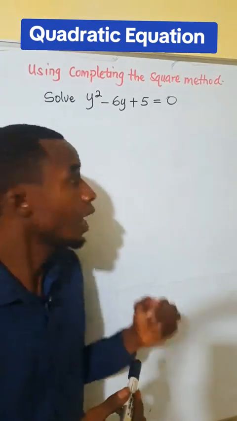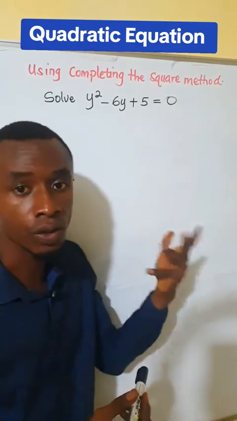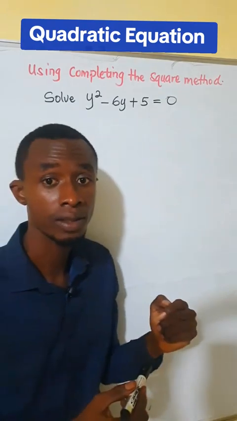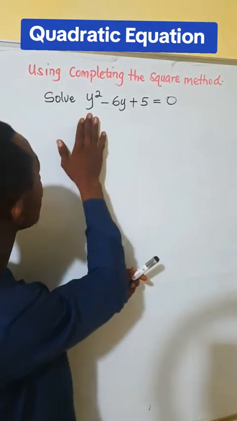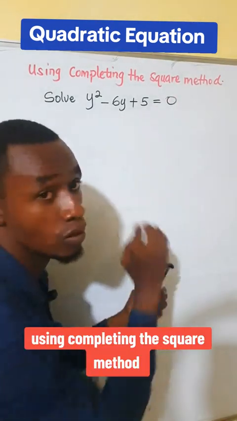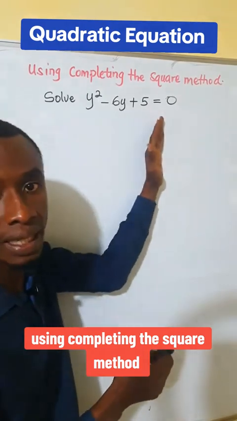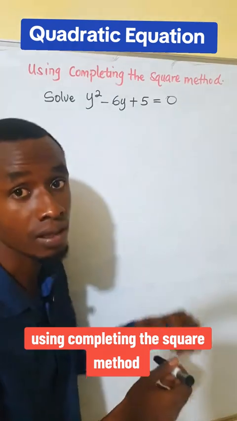Do you know how to solve a quadratic equation using the completing the square method? If you don't, then watch this video till the end. Now we have that y squared minus 6y plus 5 is equal to 0. We want to solve this quadratic equation using the completing the square method.